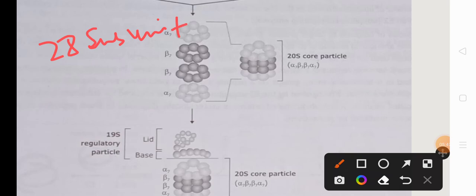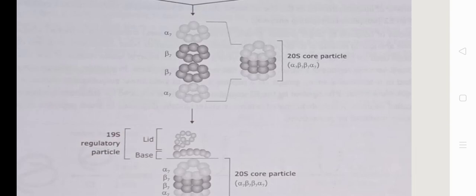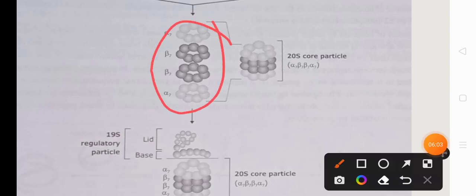Now these 28 subunits are arranged in 4 rings. As you can see, each ring contains 7 subunits, and these rings are stacked upon one another. That's how the entire 20S core particle is constructed.